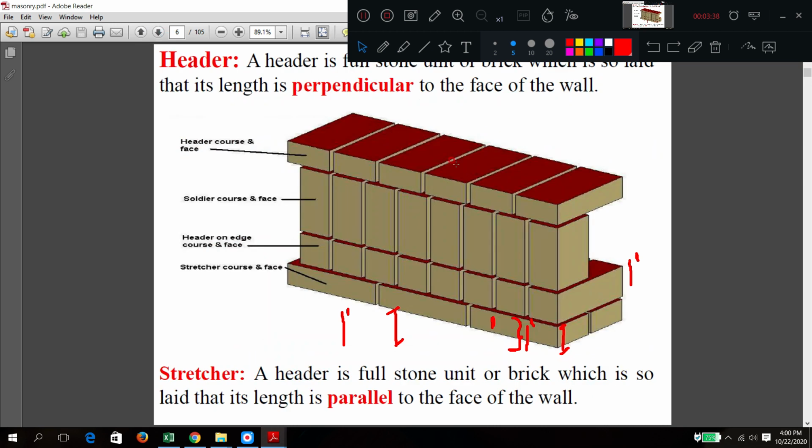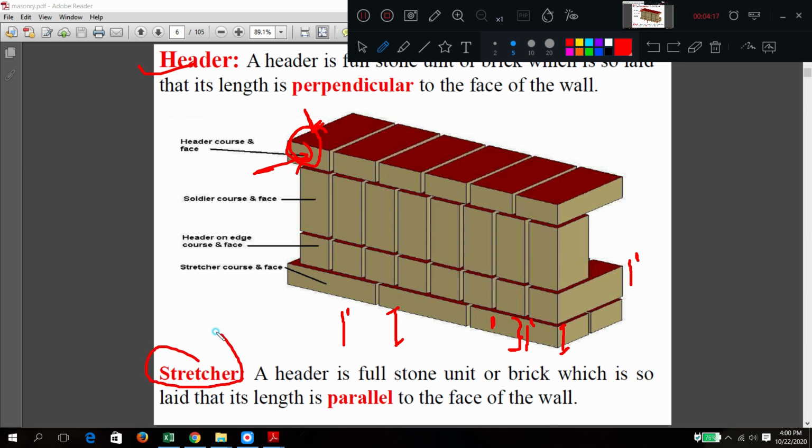Now we have already discussed the header. A header is a building unit whose length is kept perpendicular to the face of the wall. This is the face. We consider this as a wall, and if the bricks or stones are kept in such a way that the smaller face is exposed, and the larger length is kept perpendicular to the wall surface, then that building unit is called a header.